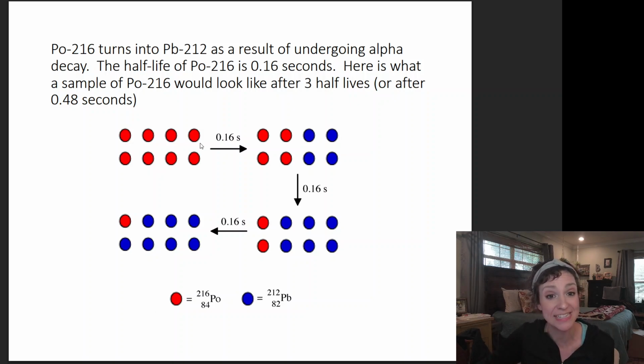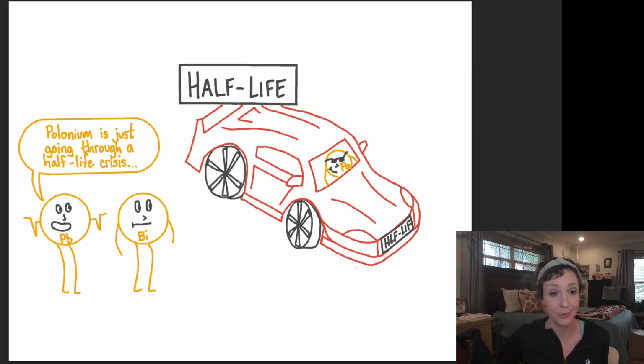So after 0.16 seconds, one half of that polonium has now turned into the blue thing, which is now, I'm told, lead-212. Well, a second half-life means another 0.16 seconds, and half of this remaining red thing now has decayed into blue. And then after another half-life, or another 0.16 seconds, half of this remaining has decayed as well, okay? So this is three half-lives. If I add 0.16 three times together, that would be an overall amount of time of 0.48 seconds. So like half a second, you guys, that's real quick, right? So polonium is going through a half-life crisis, maybe.